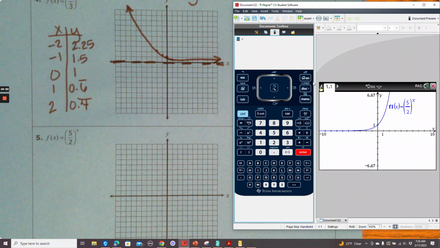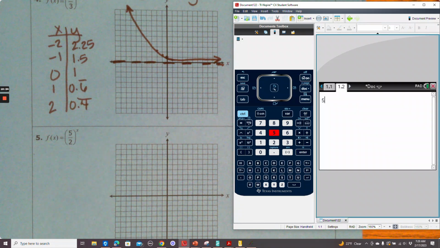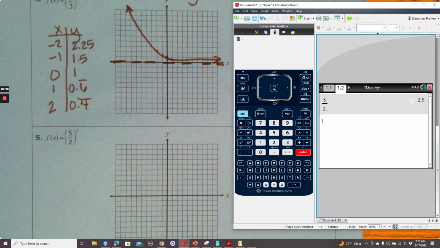So always check your fractions. Again, you can do 5 over 2 and look at it as a decimal. The decimal is bigger than 1. It's going to be a growth function.